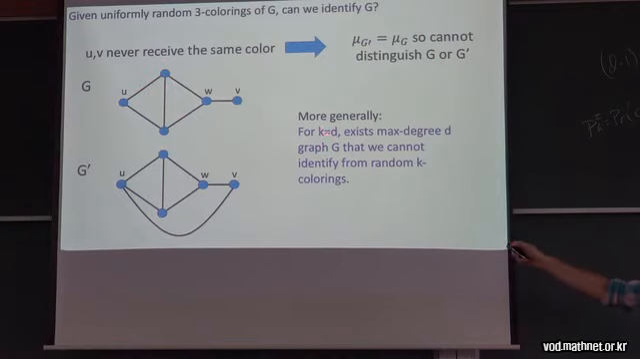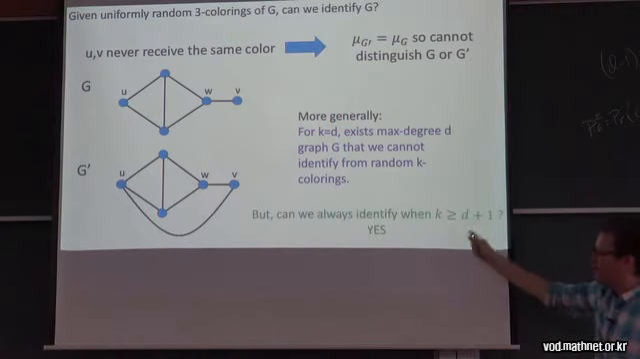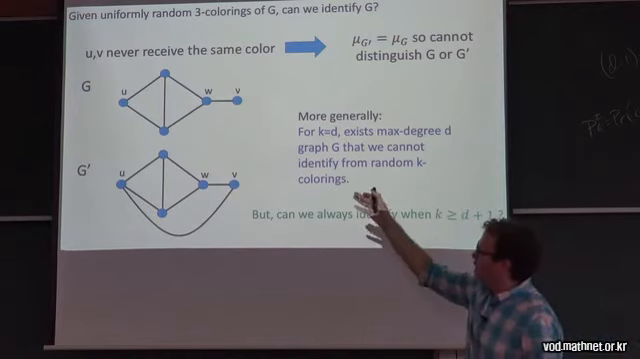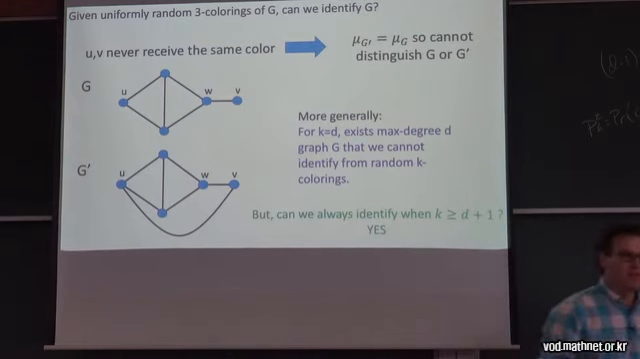If I have k colors, then I replace this thing by a clique of size k minus 1 in the middle. But this only works when the number of colors is the max degree, or if the number of colors is smaller than the max degree. But what happens if the number of colors is just 1 more than the max degree? Then, can I get a bad example like this? No, it turns out. It always uniquely determines the graph: the space of proper colorings uniquely determines the graph. That's what we're going to show.